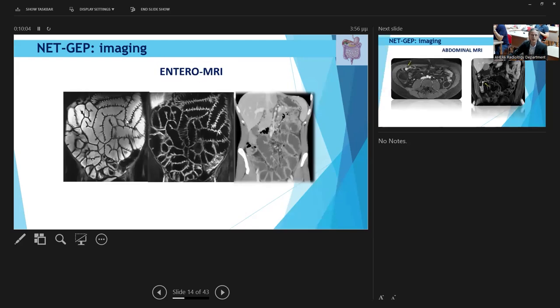The entero MRI offers the same information as entero CT, so the acquisition protocol is the same. Again, we should use 1.5 liters of water solution, but in those patients that undergo MRI more than CT, we should use spasmolytic drugs in order to reduce the artifacts due to the bowel movement that are usually not present when we perform the CT scan.